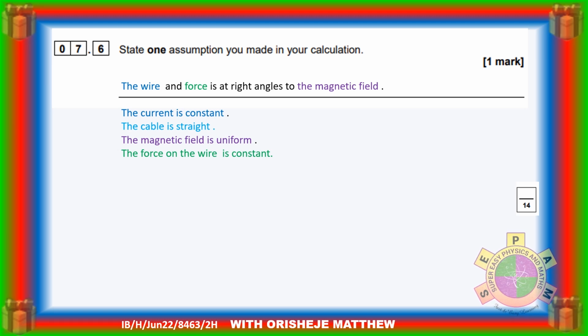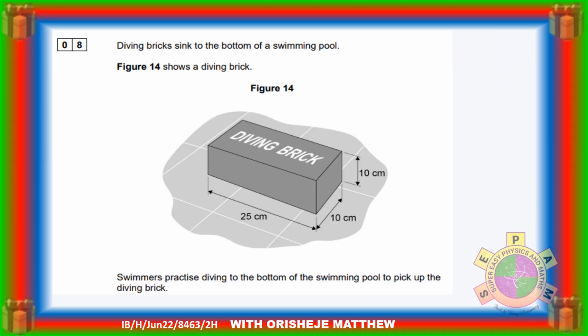A diver brick sinks to the bottom of a swimming pool. Figure 14 shows the diver brick. You look at the dimensions: it is 10 cm high, has a width of 10 cm, and a length of 25 cm. So with this we can find the volume of the brick.